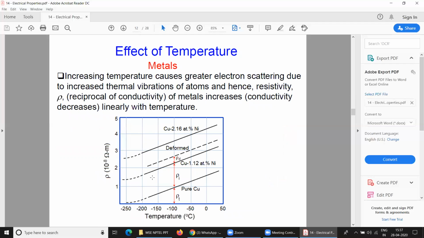So this is a graph stating the effect of temperature. Increasing temperature causes greater electron scattering due to increased thermal vibration of atoms, and hence the resistivity rho, the reciprocal of conductivity of a metal, increases. Conductivity decreases linearly with temperature. You can see the graph here. This is rho, that is resistivity, and this is temperature. The graphs are almost linear, you can see.